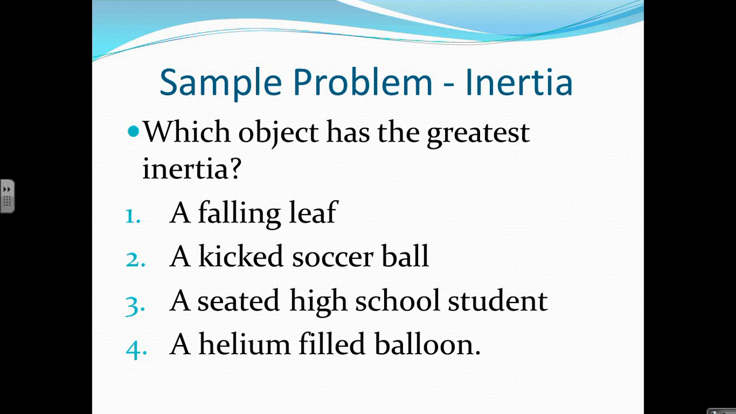A couple of basic inertia problems. Which object has the greatest inertia? A falling leaf, a kicked soccer ball, a seated high school student, or a helium-filled balloon? It is the seated high school student, who has the most mass. That will give it the most inertia.